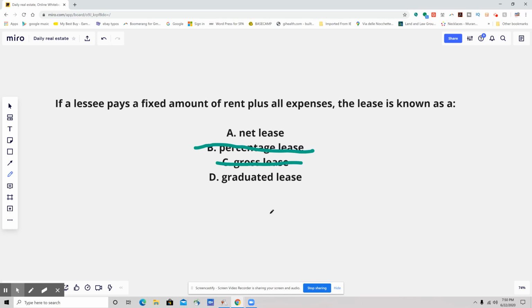Okay. Next, we're set up with a graduated lease and a net lease. So a graduated lease is going to increase. It's going to have little escalation periods. And that is not what we're looking at here. And this is what we're talking about. We're talking about a net lease. So the answer is A, net lease.